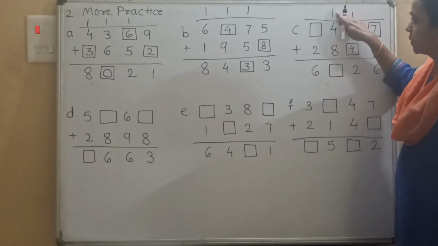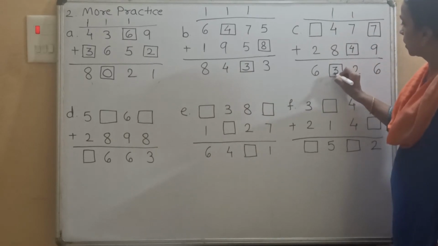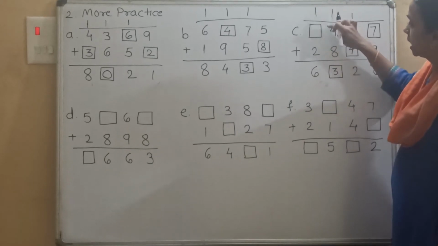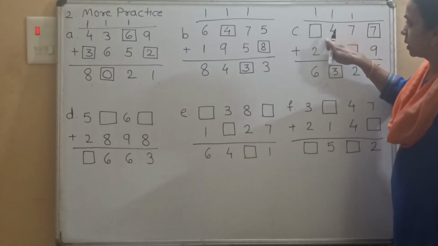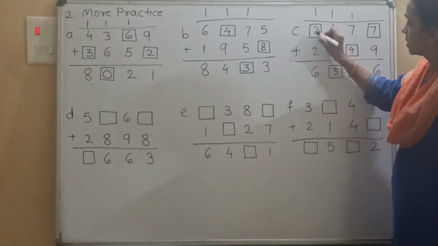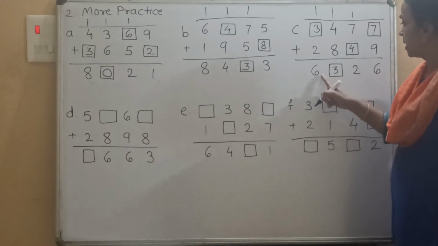4 plus 1, 5. 5 plus 8, 13. So write down here 3. Carry is 1. 2 plus 1, 3. So in 3, which number we have to add? We have to add here 3. So 3 plus 3, 6. So what is our answer?